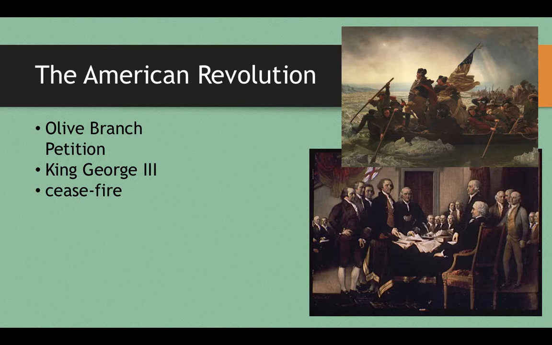But King George rejected this proposal. He said, we can't negotiate with these rebels here. We need to squash them. That way they know not to mess with England anymore. So he rejected this proposal, and on August 23rd, 1775, declared the colonies to be in open rebellion, an official declaration of war.